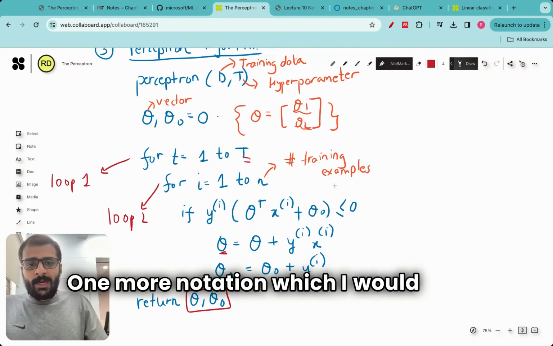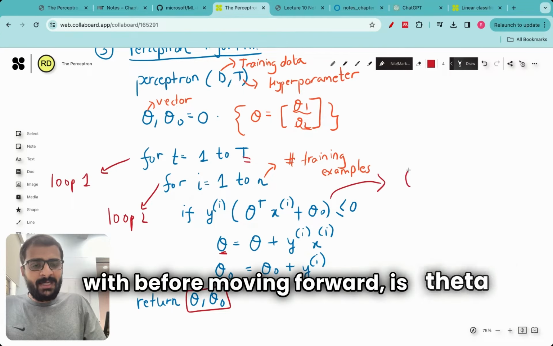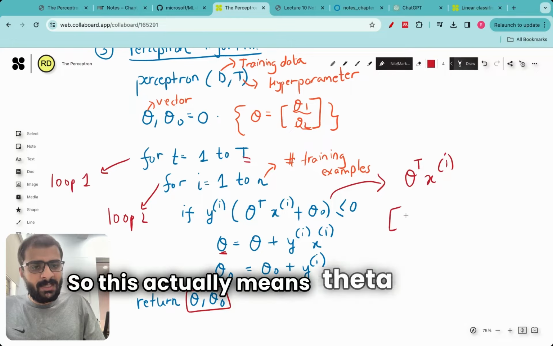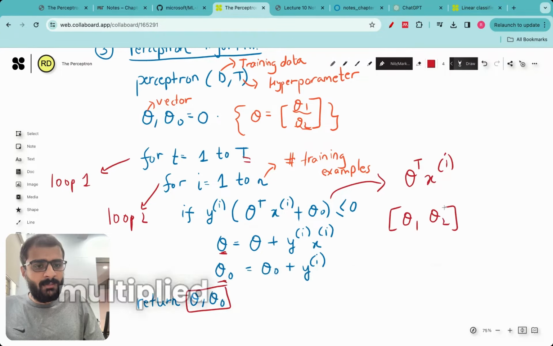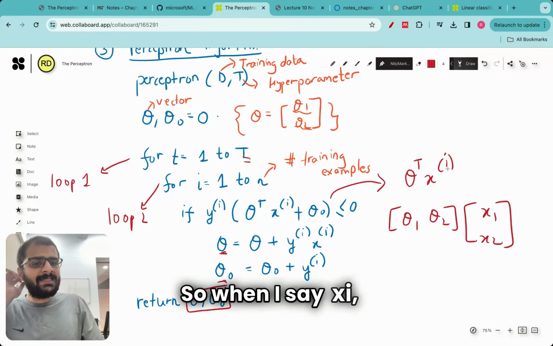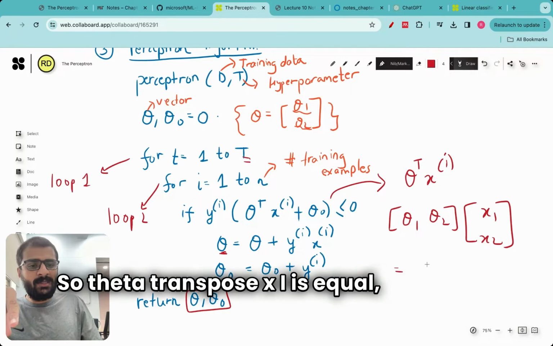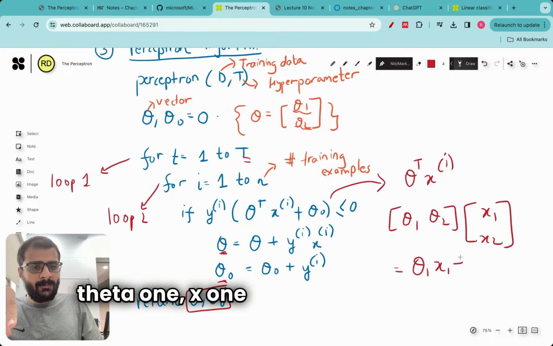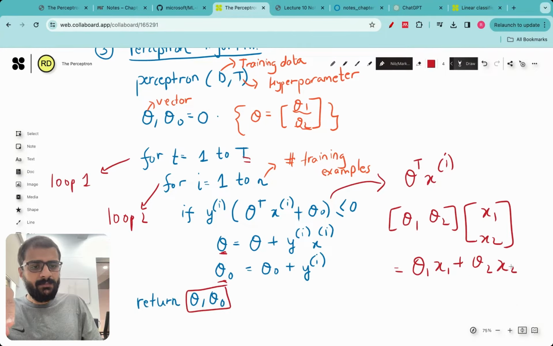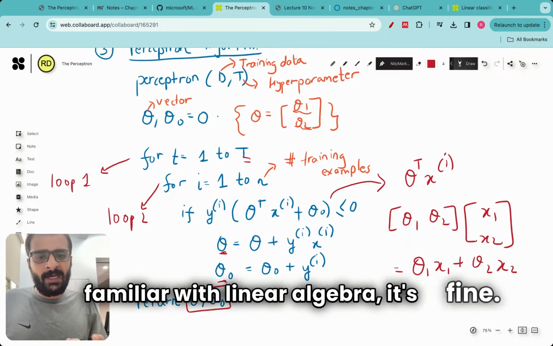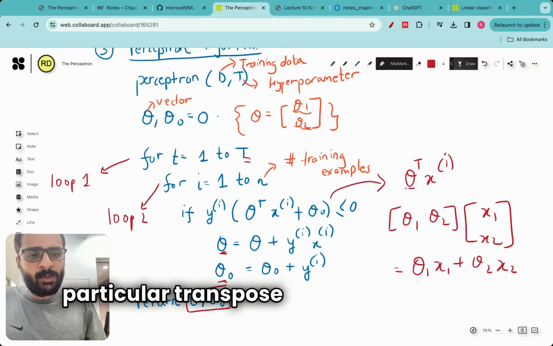One more notation which I would like to clarify before moving forward is theta transpose x. This is a vectorized operation. So this actually means theta 1, theta 2 multiplied by x1 and x2. When I say xi, it means x coordinate and y coordinate. So theta transpose xi is actually just theta 1 x1 plus theta 2 x2. This will come up multiple times, so even if you are not familiar with linear algebra, it's fine. You just need to know this particular transpose notation right now.